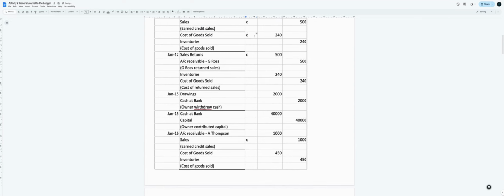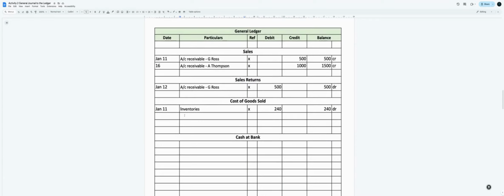And go up here to our cost of goods sold that we just posted. When we run our finger down again, we see another cost of goods sold, this time on the 12th, but this time it's 240 credit. So we come down here, so January 12, so the process is putting in the 240 credit.